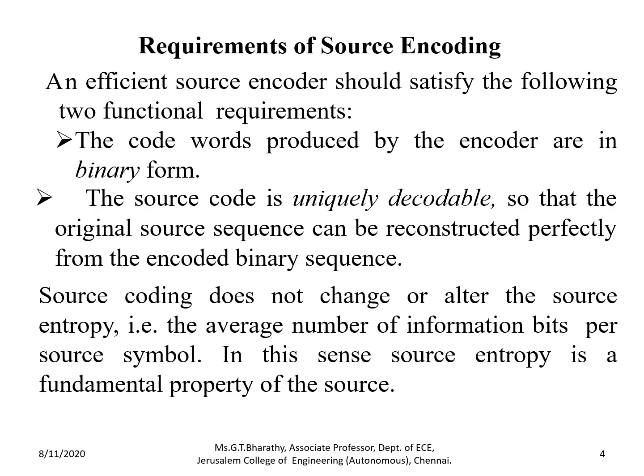Requirements of source encoding. An efficient source encoder should satisfy the following two fundamental requirements. Number one, the code words produced by the encoder are in binary form. Number two, the source code is uniquely decodable so that the original source sequence can be reconstructed perfectly from the encoded binary sequence. Source coding does not change or alter the source entropy, that is, the average number of information bits per source symbol. In this sense, source entropy is a fundamental property of the source.